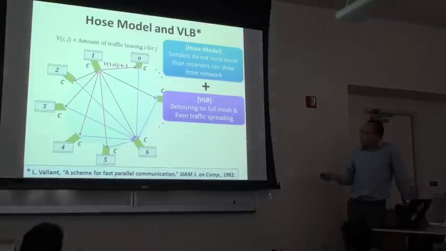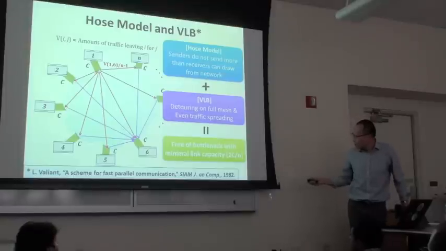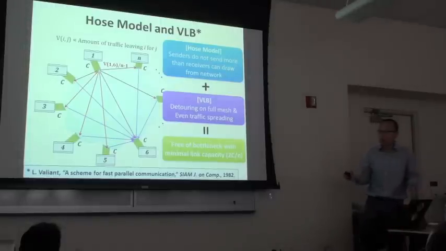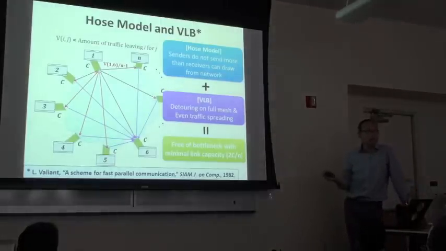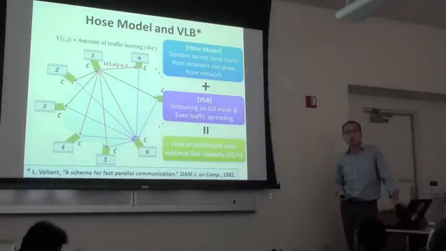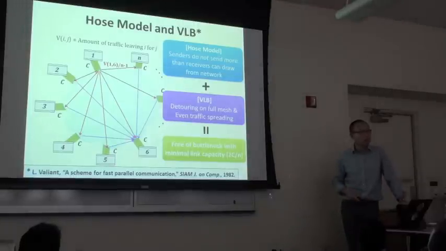At the same time, the theory of VLB ensures that when you do this, the network is not just free of bottlenecks, but the link capacity on this full mesh topology is also minimized down to 2C over N. So what this means is that if you increase the data center size by having more servers, you increase N, which means your link capacity can actually go down. That's another beautiful part. And finally, this also shows the power of randomized algorithms, treating even the best and worst cases just like the average case, ensuring predictable performance even when the input traffic is totally unpredictable, which is exactly the case in a data center.